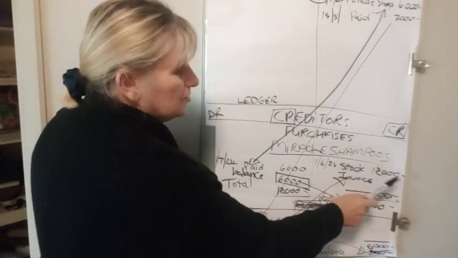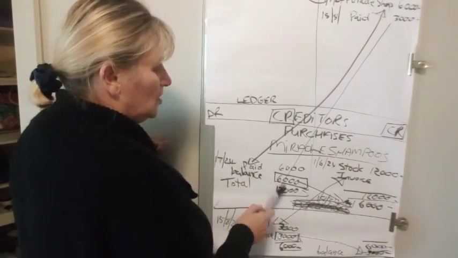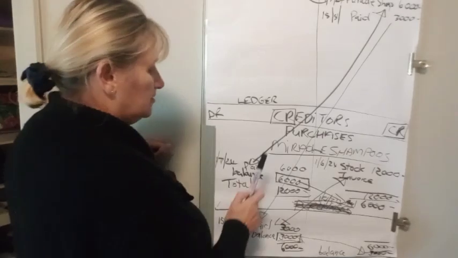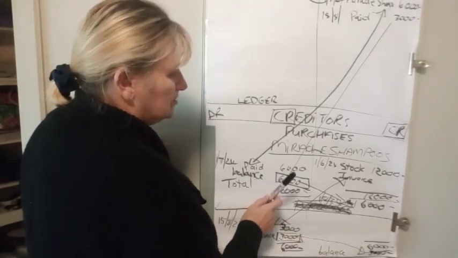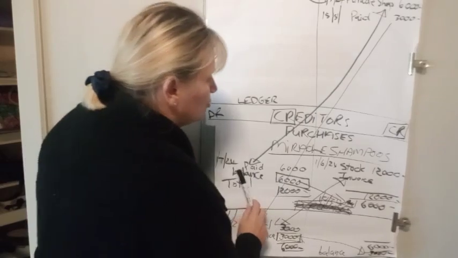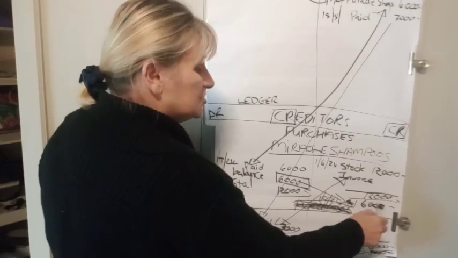What was the original amount? It was 12,000 Rand, so the total here will be 12,000. What is my gap that I must have? The gap means my balance. My gap here is 6,000, because 6,000 plus 6,000 is 12,000. So my balance must be brought forward to 6,000 Rand. This is what I owe.